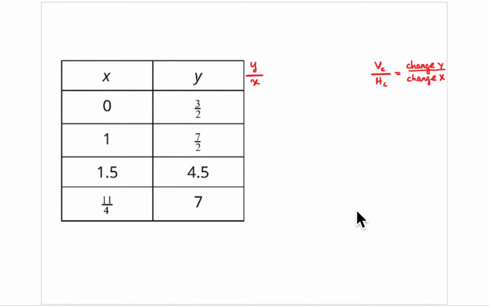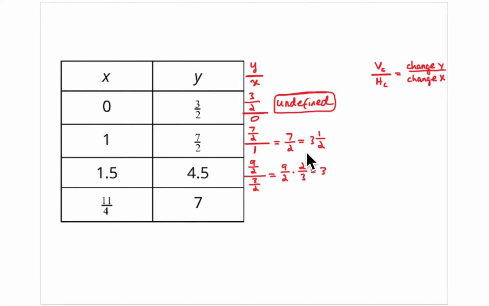So if you divide the coordinates for x and y, on this graph, if you go to x 0 and y 3/2, you're going to go to a point on that graph. So if you divide 3/2 by 0, or if you divide 7/2 by 1, or 4.5 by 1.5, or 7 divided by 11/4, what do you get? And what does that mean compared to dividing by the vertical change and the horizontal change?